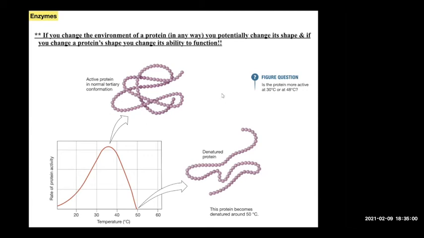So this whole idea of a protein not working due to pH and temperature causing a loss of shape is called denaturation.